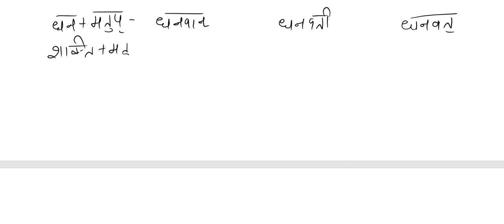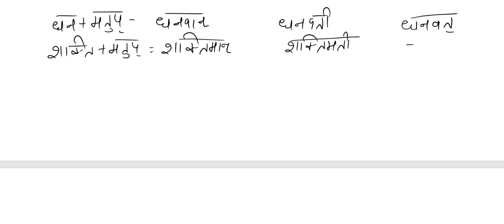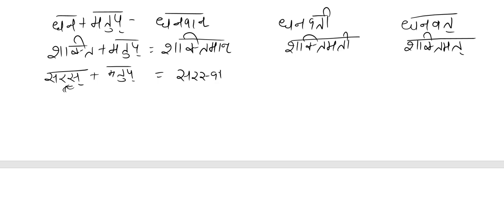If I take the word shakti plus matup, then shaktiman, shaktimati and shaktimat. If I take the word saras, the ending letter is a and here we take matup; the second last letter is a, so sarasvan, sarasvati and sarasvat. So these are the words we use in this.